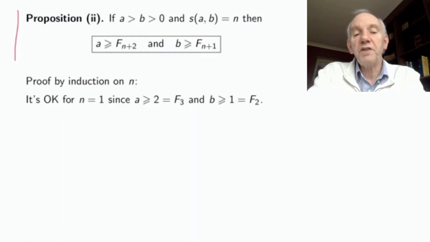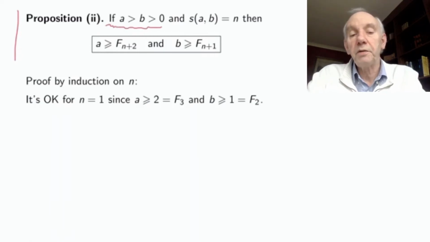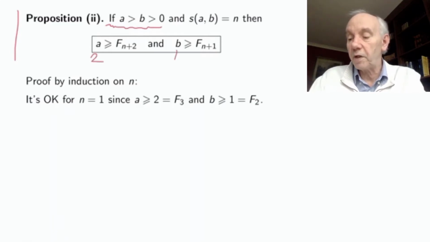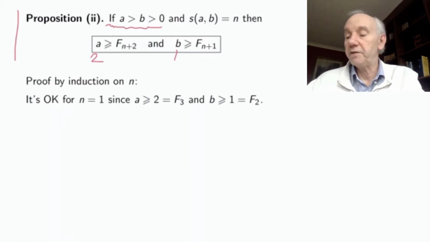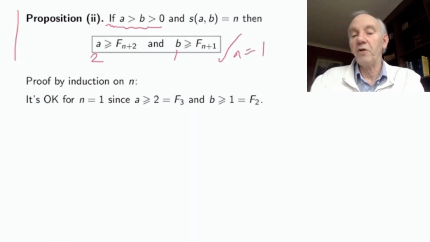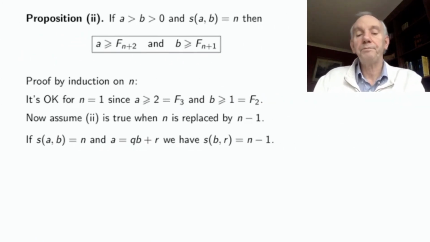Because you see, the point is this: if you look at this hypothesis here, B has to be at least 1 and A has to be at least 2. So A has to be at least 2 and B has to be at least 1. But if you take n to be 1, the third Fibonacci number is 2 and the second Fibonacci number is 1. So these inequalities in the box are satisfied when n is equal to 1, trivially. So we've certainly got the induction going.